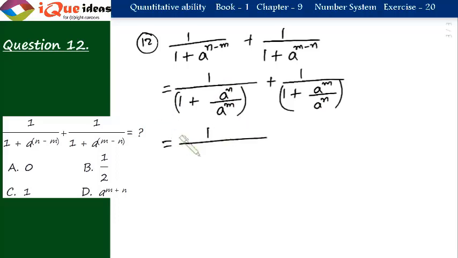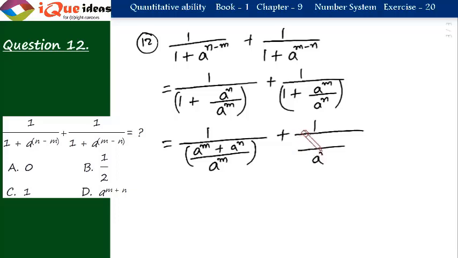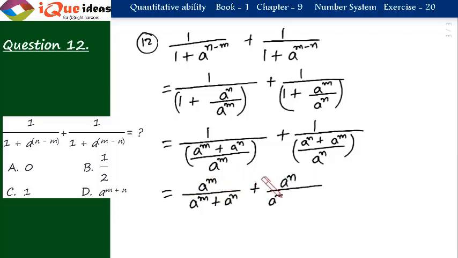Now, in the denominator, we will have LCM as a raised to the power m, and in the numerator of the denominator, we will have a raised to m plus a raised to n. And this whole thing is in the denominator of the first expression. Plus 1 divided by, and in the second one, LCM is a raised to n, and we will have a raised to n plus a raised to m. Now, this a raised to m will go to the numerator. So this a raised to m divided by a raised to m plus a raised to n plus a raised to n divided by a raised to n plus a raised to m.